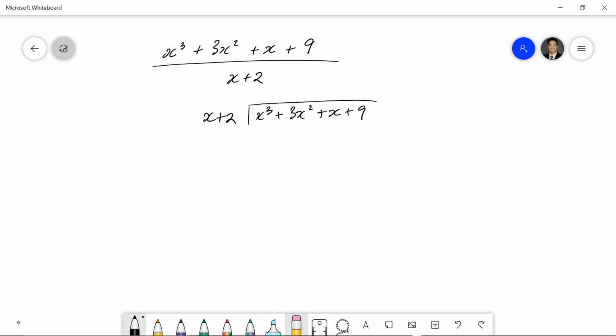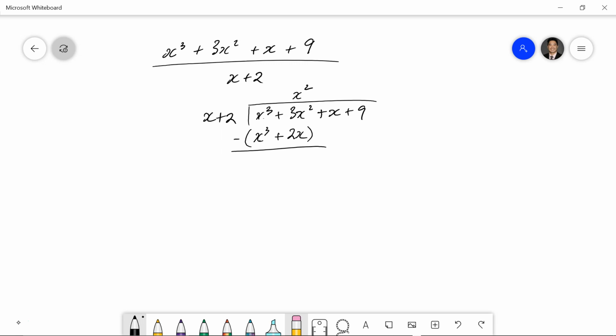And we'll do exactly the same thing. Okay, so x cubed divided by x is going to be x squared, and then we're going to multiply that across. So x squared times x is x cubed, and then x squared times 2 is 2x, and we're going to subtract. Okay, so the x cubes disappear, and that's what we want.